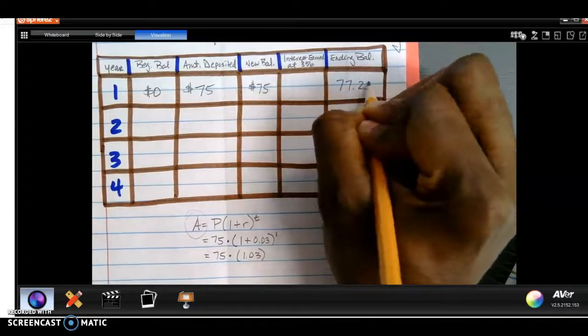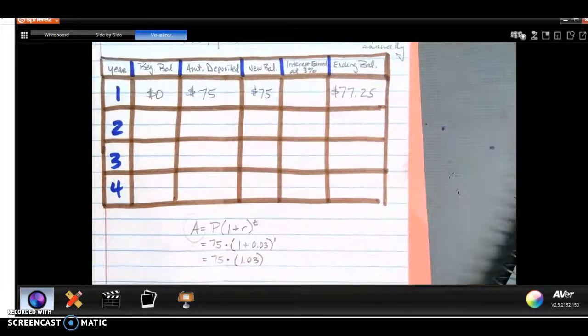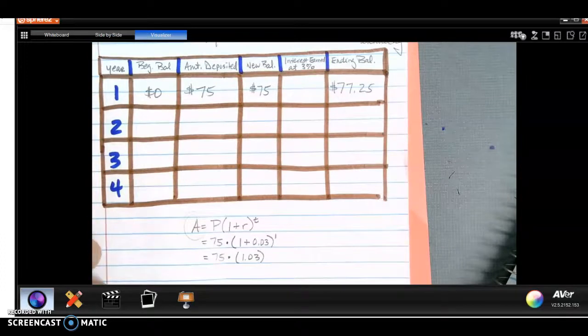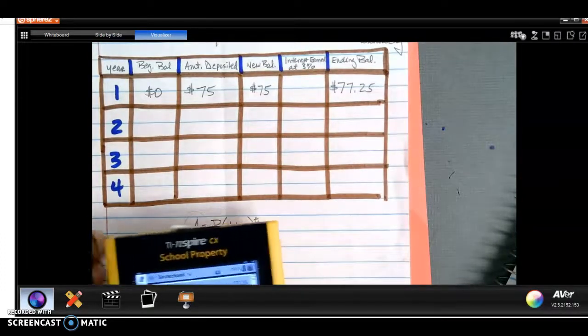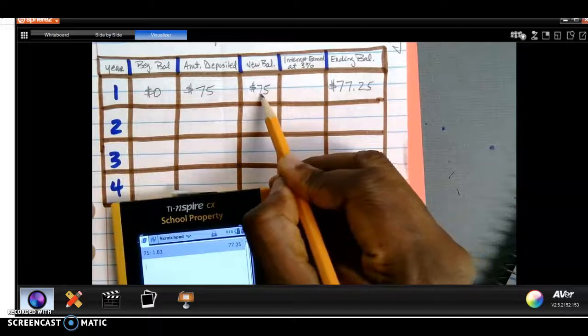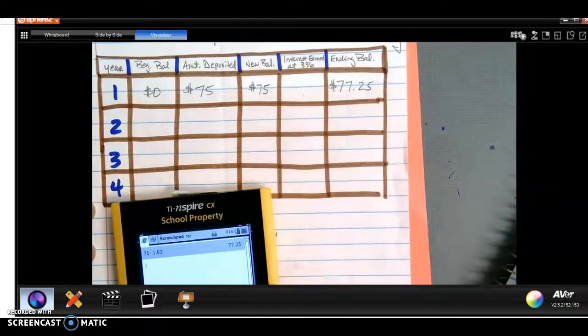So that amount would be $77.25. Well, wait a second, Mr. Moore, how do I figure out what the interest amount would be? It stands to reason that this balance plus some number is going to equal my end balance.